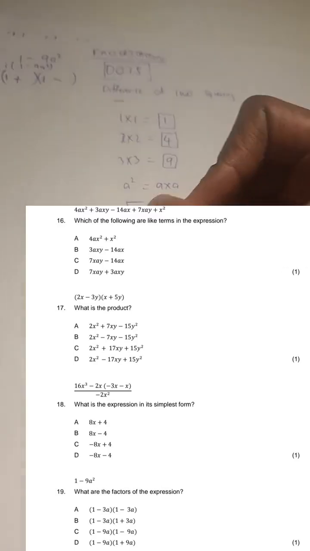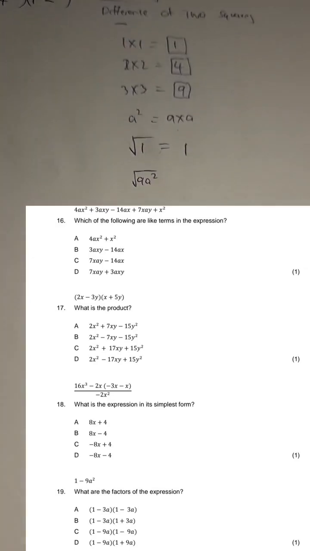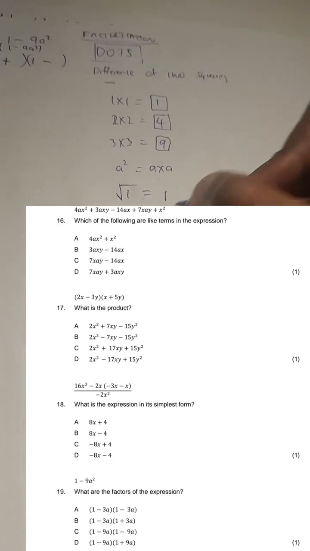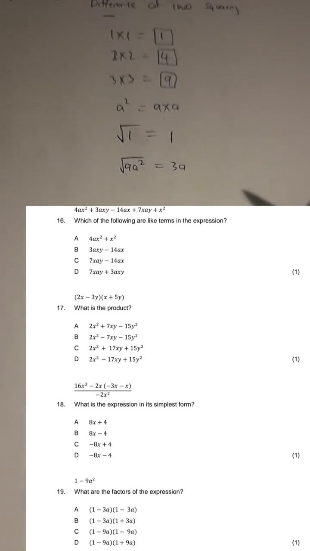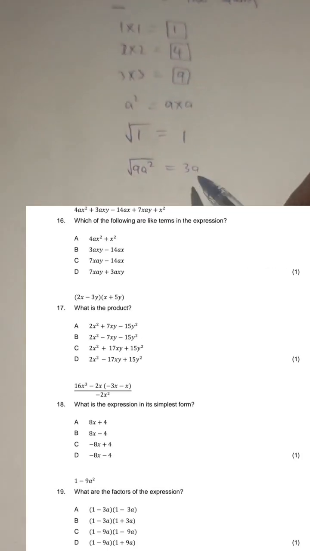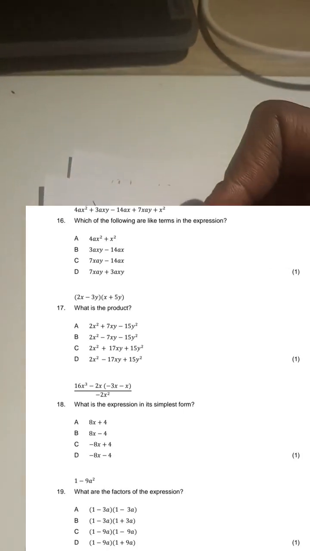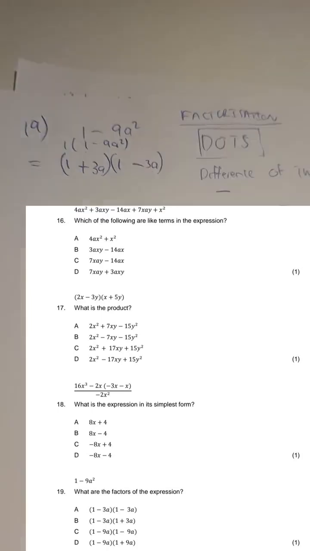Then in the last position, what is the square root of 9a squared? The square root of 9 is 3. The square root of a squared is a. Okay, so that means the square root of 9a squared gives me 3a. So that means in the last term for each bracket, I'm going to write 3a, 3a.